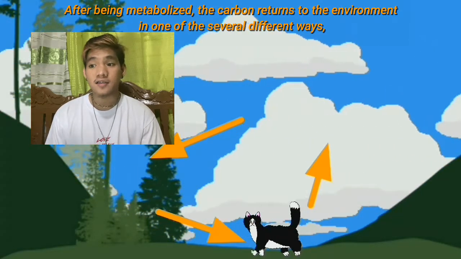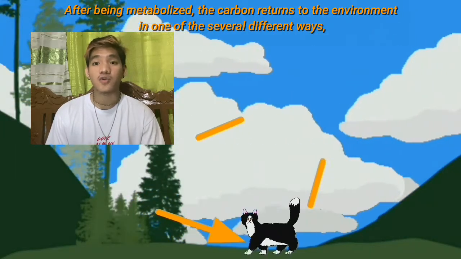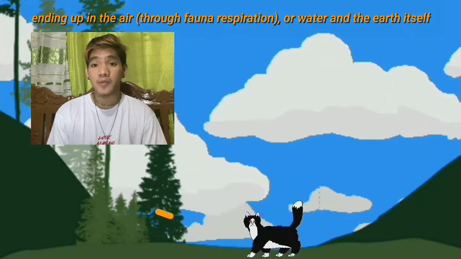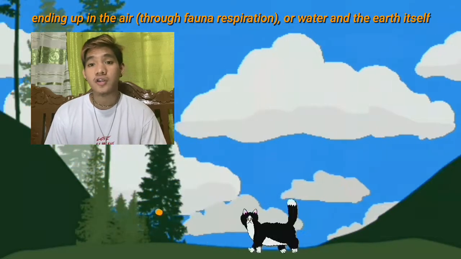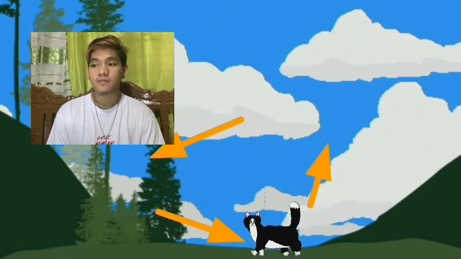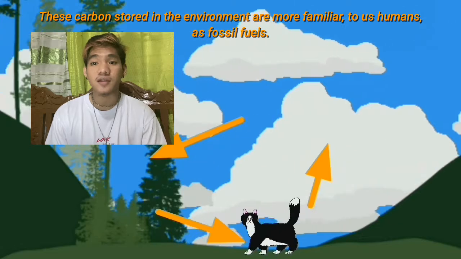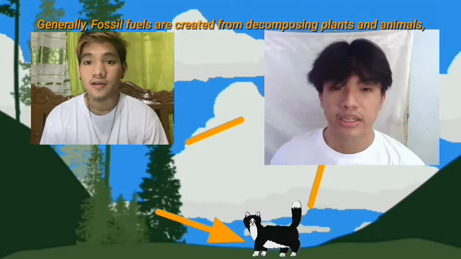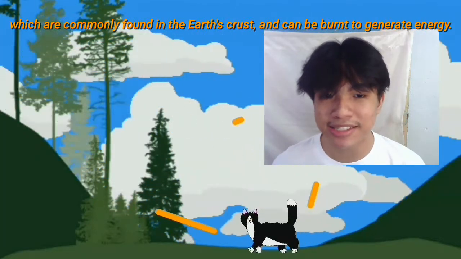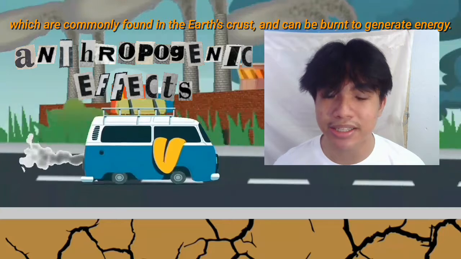After being metabolized, the carbon returns to the environment in one of several different ways, ending up in the air through the fauna respiration, or in the water and the earth itself through the remains of ancient marine fauna. These carbons stored in the environment are more familiar to us humans as fossil fuels. Generally, fossil fuels are created from decomposing plants and animals, which are commonly found in the Earth's crust and can be burned to generate energy.